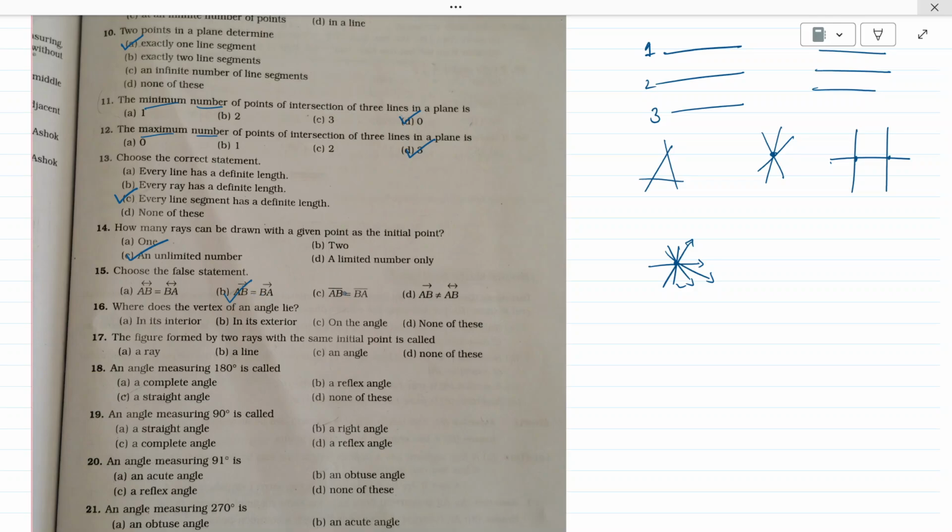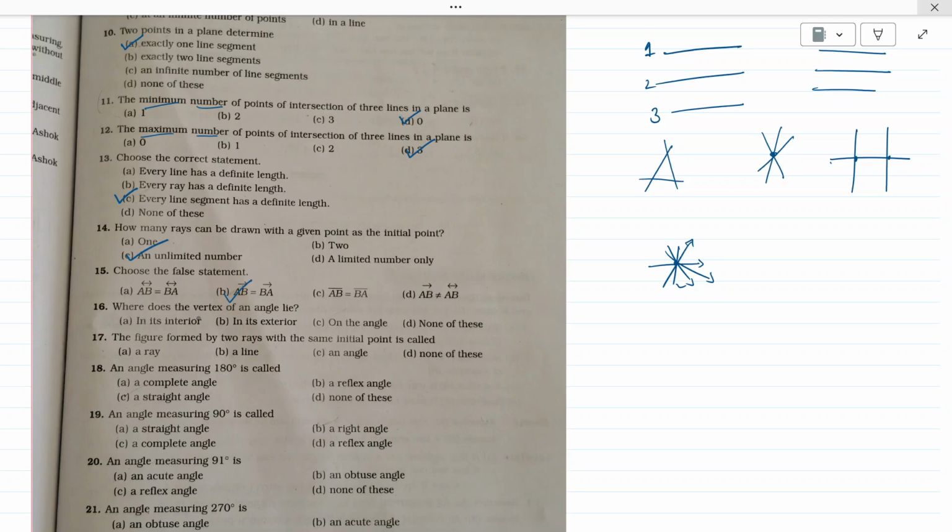Third is line segment AB and BA. They are equal. Yes, because they have definite length. And the last one is the ray AB is not equal to the line AB, which is always true. So this is the statement we have here: AB and BA rays are equal. This is a false statement because they can never be equal.